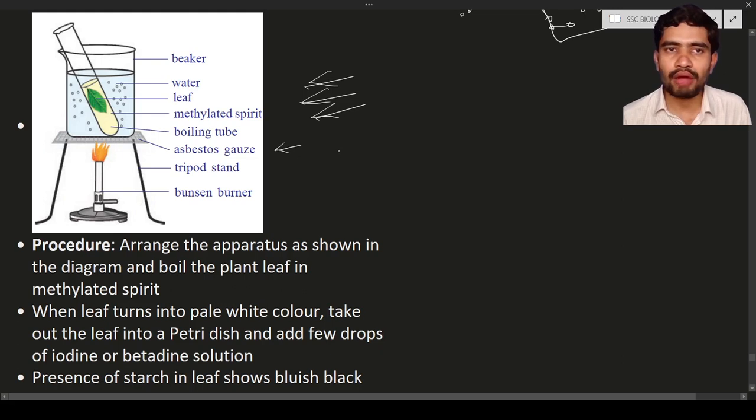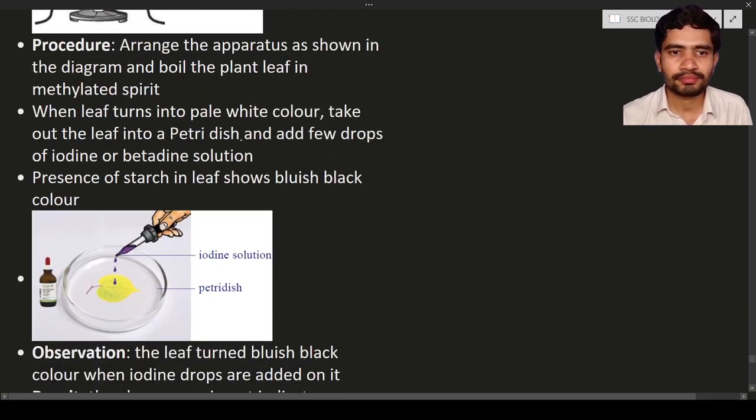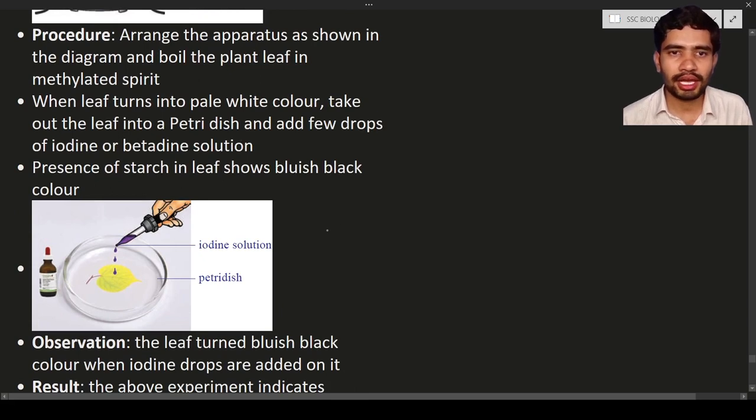Now what you have to do? You have to add a leaf. Get one leaf from the plant and put that leaf inside the boiling test tube containing methylated spirit. Now everything will boil, the methylated spirit along with the water. After 15 or 20 minutes of boiling, remove the leaf with the help of a brush or forceps. Take out the leaf from the boiling test tube and put it in the petri dish. Previously the leaf was green in color, and now the leaf is pale yellow or white in color.